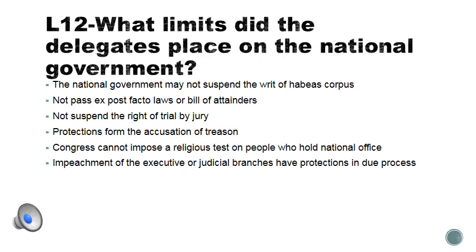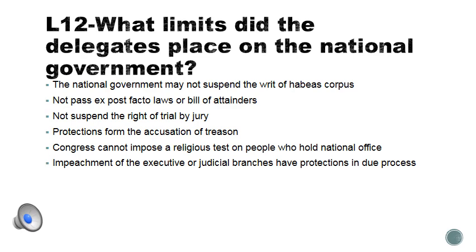So what limits did the delegates place on the national government? The national government may not suspend the writ of habeas corpus. So this means a trial by jury, your due process. They just can't snatch you up and throw you in jail. They actually have to deliver due process.